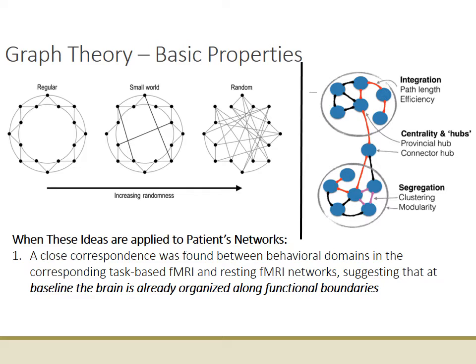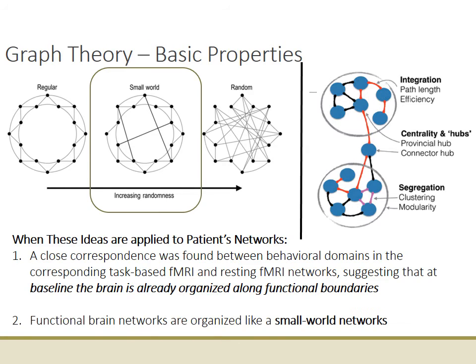efficient the network is. And when we apply these to patients' networks, it's been shown that the brain at baseline, in terms of fMRIs, is already organized along functional boundaries. And so that means, if you're doing a certain task that's measured on fMRI compared to not doing a task, there's a baseline functional network that's a small world network. And that is the substrate for which, that's kind of the current thought of how the brain transfers information.